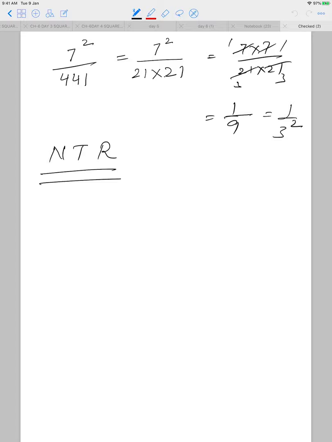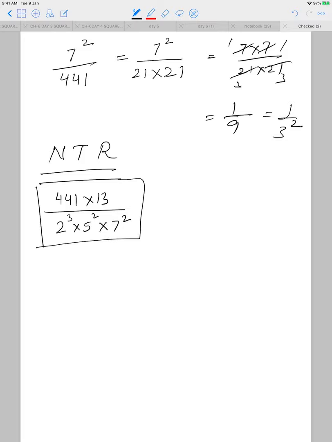Another example is, suppose I take a number as 441 into 13 divided by 2 raised to the power 3, 5 raised to the power 2 into 7 raised to the power 2. If this is a number in front of you and I simply ask you, tell whether this rational number will have a terminating decimal expansion or a non-terminating repeating decimal expansion. These are the only two options for rational numbers. So either of them it has to be.